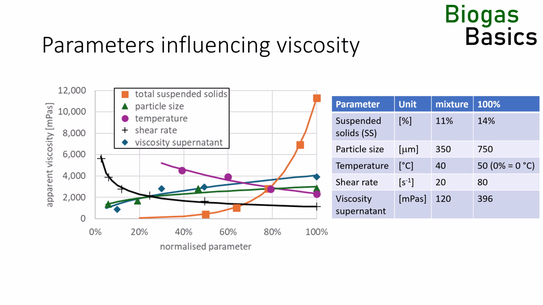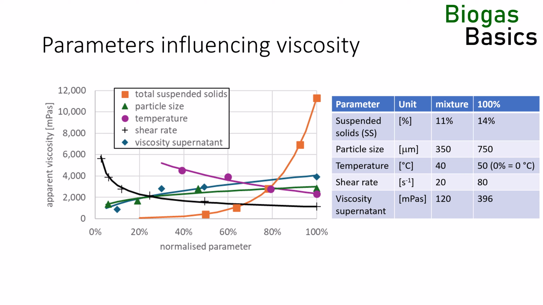The viscosity of the particle-free supernatant is 120 millipascal seconds at a shear rate of 20 seconds to the minus 1. Next, we kept all but one parameter constant, and then normalized this parameter and varied it between 0 and 100%. The 100% value is shown in the right column. For example, the suspended solids concentration is varied from 0 to 14%. The mixture has 11%, which is 78.6% of the maximal value. For the temperature, 0% is 0 degrees Celsius, so a temperature of 40 degrees Celsius is 80% of the maximal value, 50 degrees Celsius. All viscosities are measured at a shear rate of 20 seconds to the minus 1, unless the shear rate is the variable parameter.